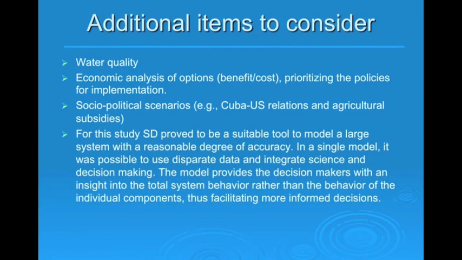But certainly for this study, system dynamics did really prove to be a suitable tool to model this large and fairly complex system with a reasonable degree of accuracy. So within a single model, it was possible to use data from disparate sources, integrating science and decision making, and providing some policy support, and gain a pretty good insight about the total system behavior, rather than the behavior of individual components. So looking at the big picture facilitates more informed decisions. That's one of the lessons that we learned.